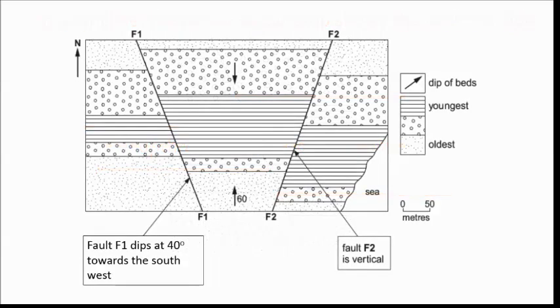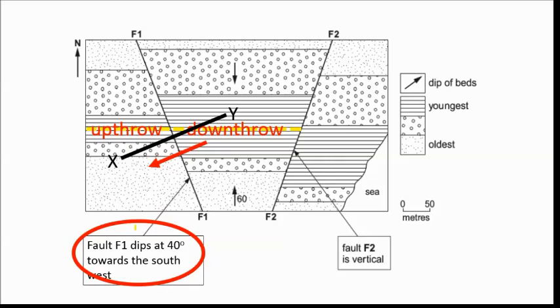Let's just move on back to the central map again. Axial plane trace, upthrow, downthrow. Now the second bit of information that we need is a written bit of information. As you can see in the bottom left hand corner here, fault F1 dips at 40 degrees towards the southwest. Now the southwest is towards X, and what I'm going to do is show you a cross section from X to Y.